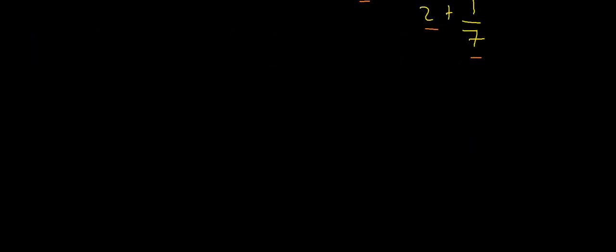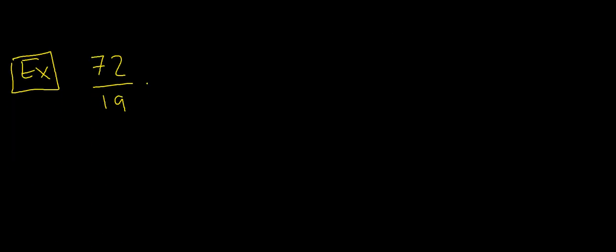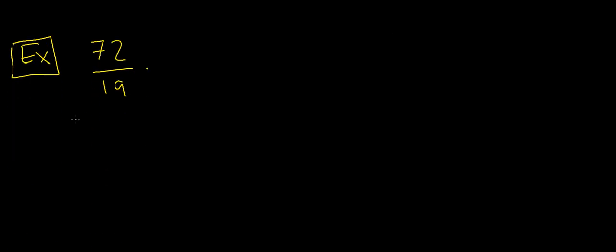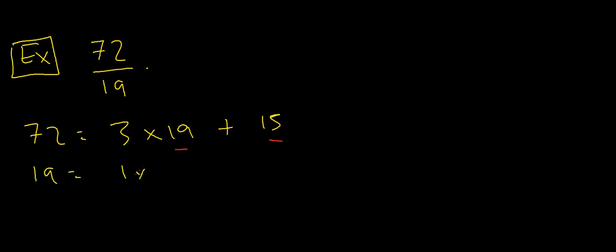Let's look at another example of a continued fraction for a rational number, 72 over 19. Again, I'm just going to start from 72 and express that as multiples of 19 plus some remainder. And if I do that, I get this: 72 is just equal to 3 lots of 19 plus a remainder of 15. And then I'm going to compare these two. And 19 is just 1 lot of 15 plus a remainder of 4.